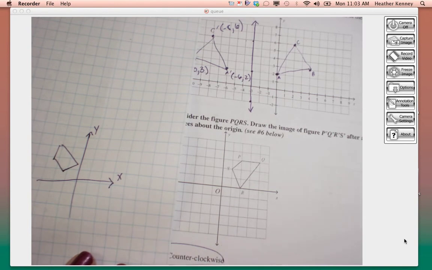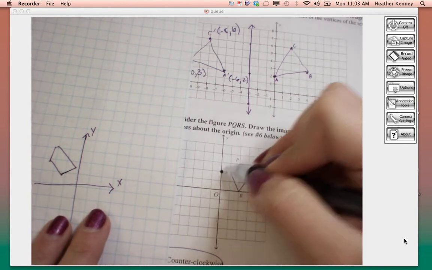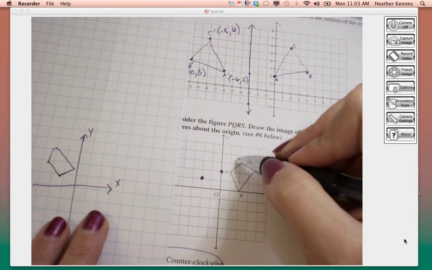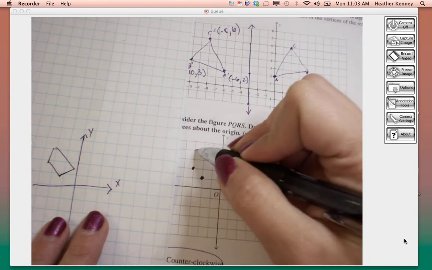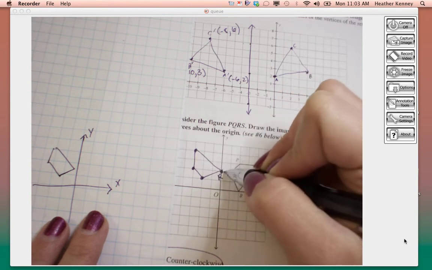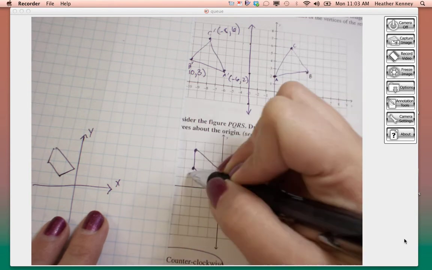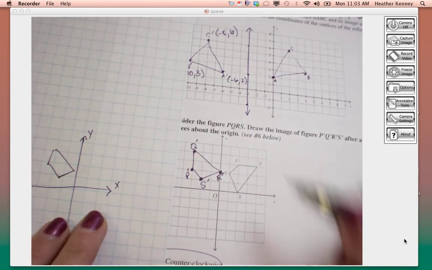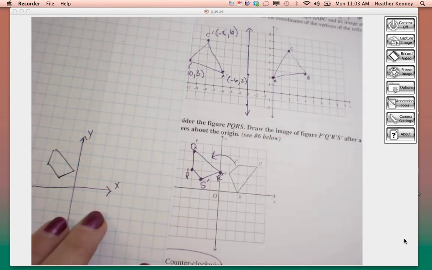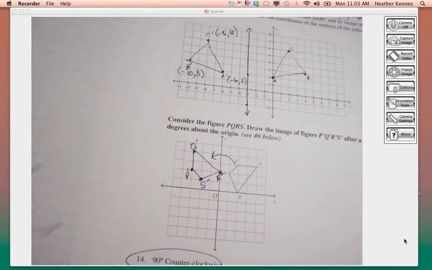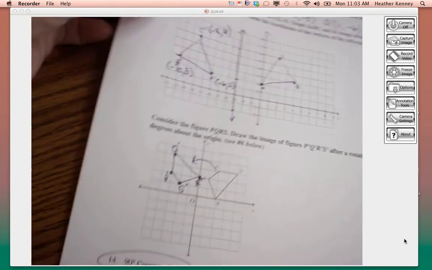Then we go back to our original graph, and now we can see the rotation. See it? The R came to here, the S came to here, the P comes around to here, and the Q to here. There's my 90-degree rotation. R prime, S prime, P prime, Q prime. See? 90 degrees that way.